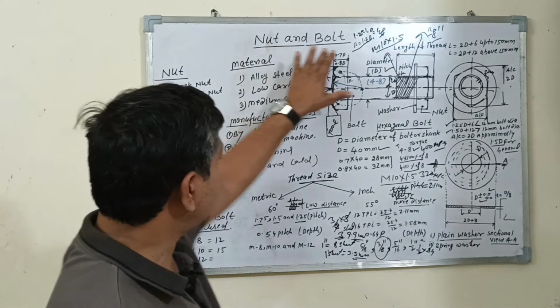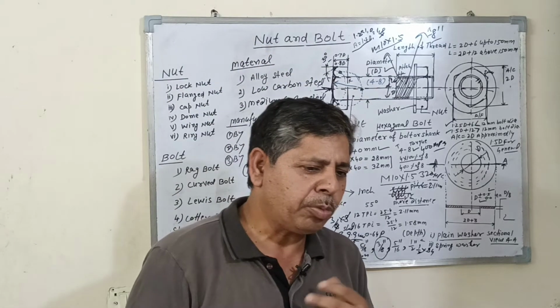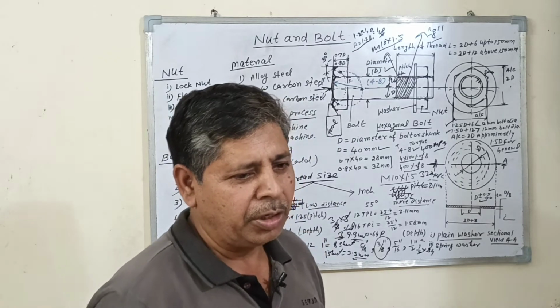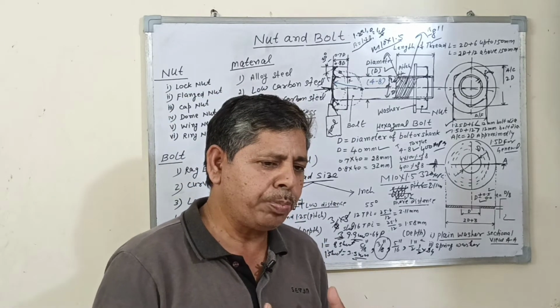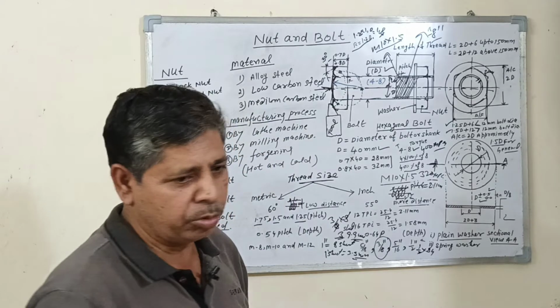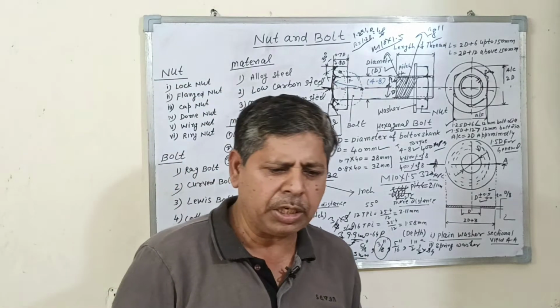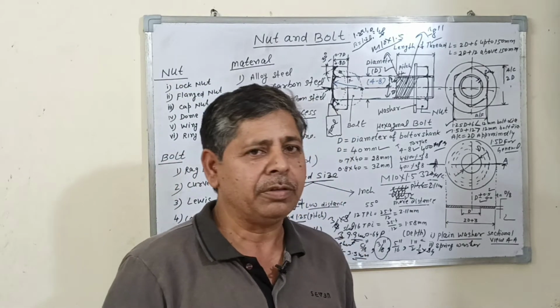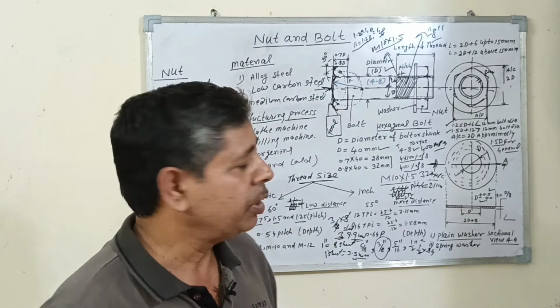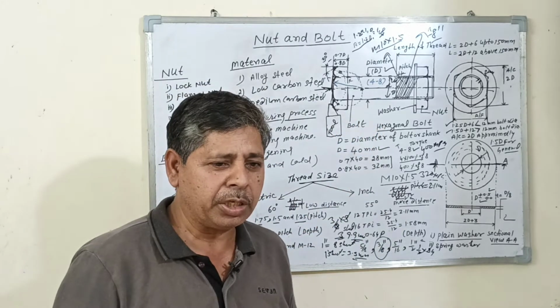Today my topic is nut and bolt. The nut and bolt are generally used to join two pieces with the help of the nut and bolt. They come in the category of temporary fastening. They can be easily removed, or they can be tightened.